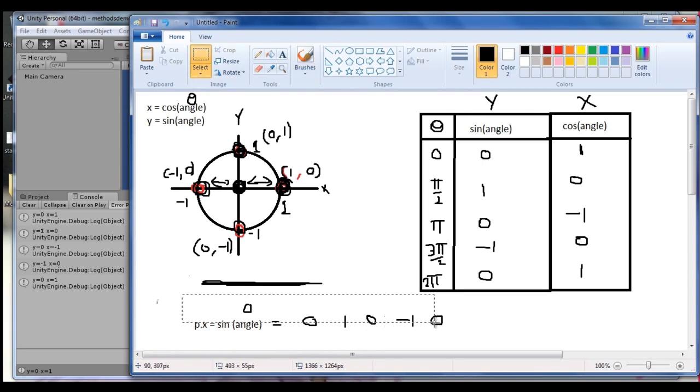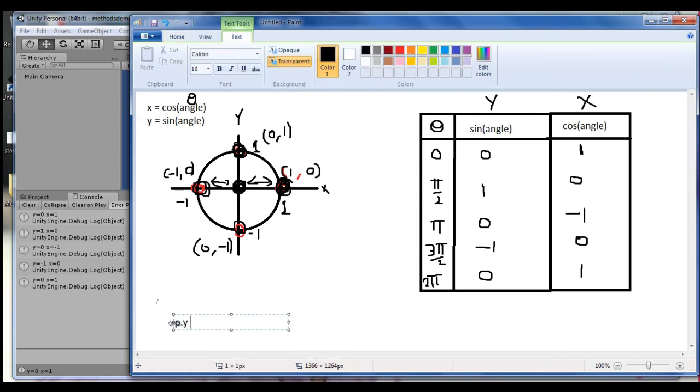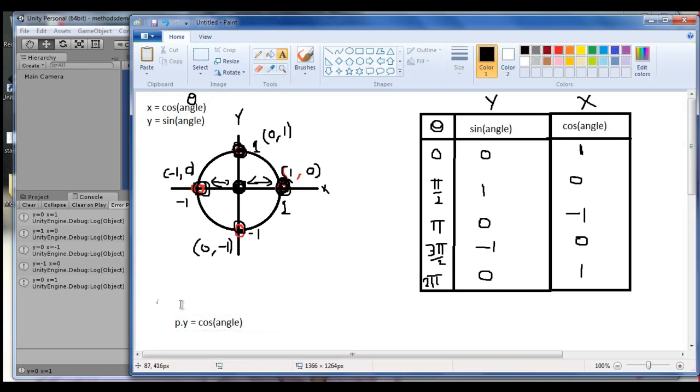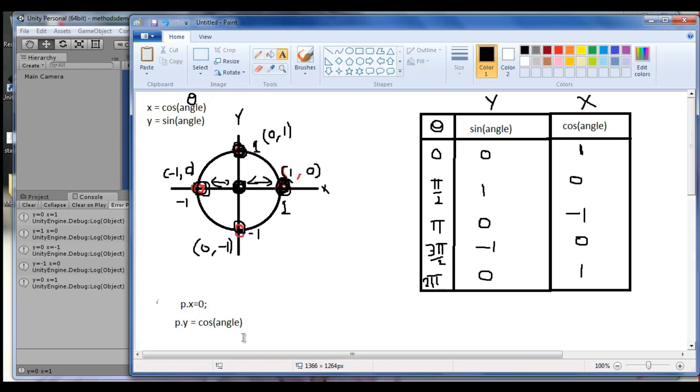If you want to move the object in a vertical fashion, let us say you want to move the object up and down like this, then you can write code like this, right? P dot y is equal to cos of angle. Simple, right? And x you do not move. You have to put p dot x equal to 0 because we do not want to move in the x direction. So we set p dot x equal to 0, p dot y equal to cos of the angle.